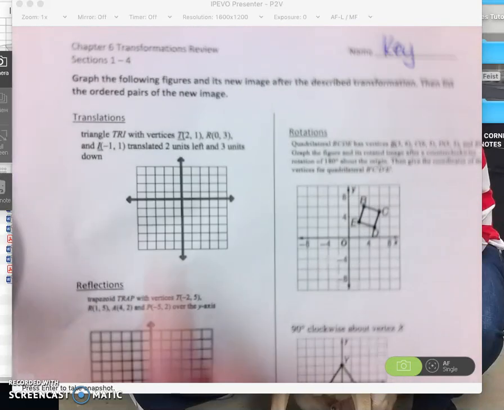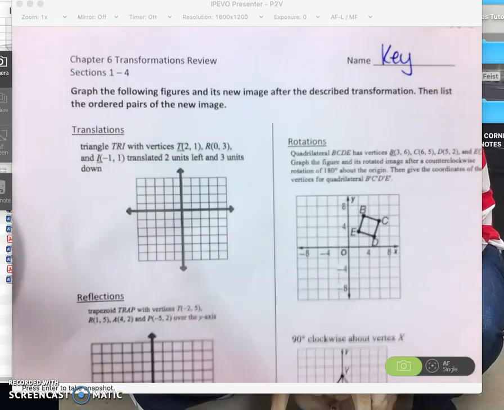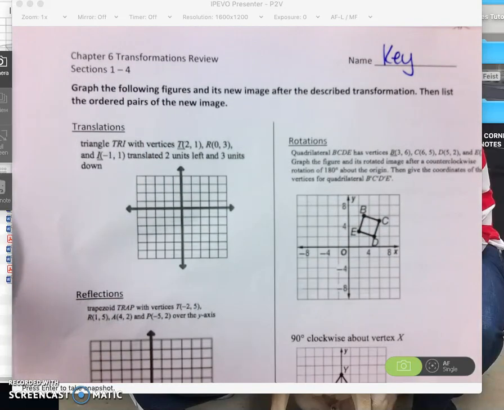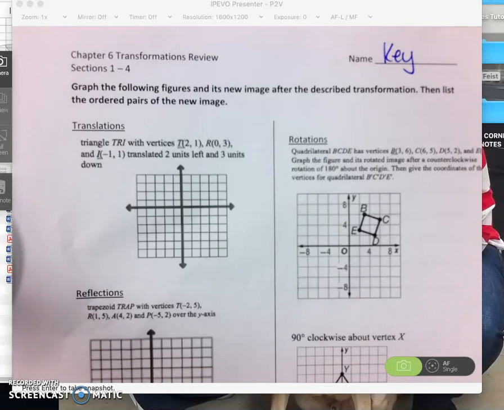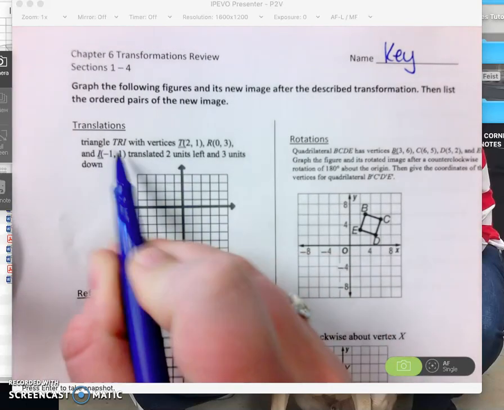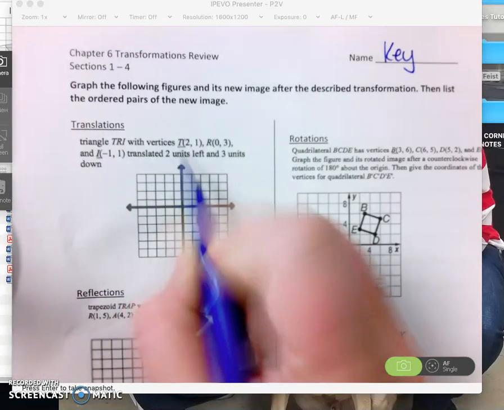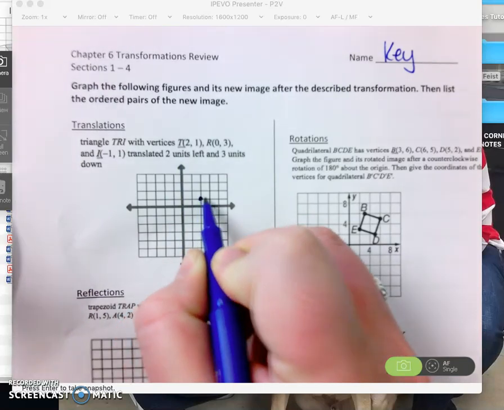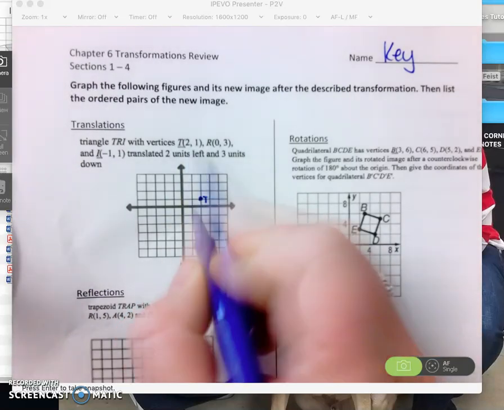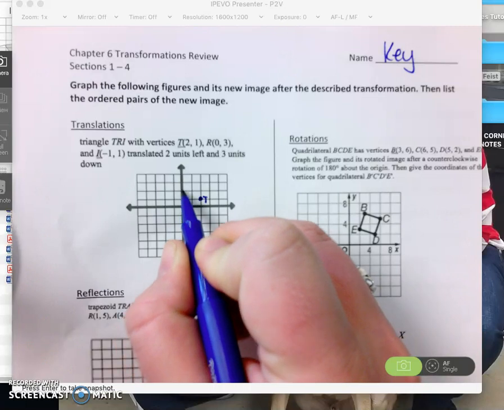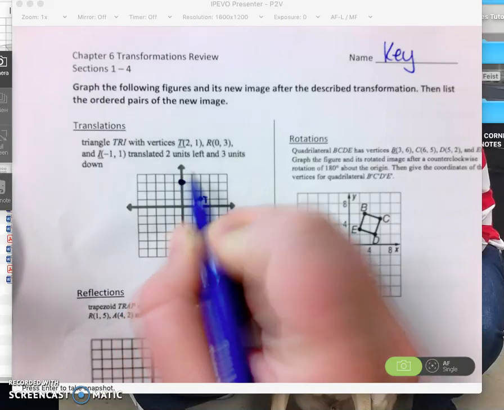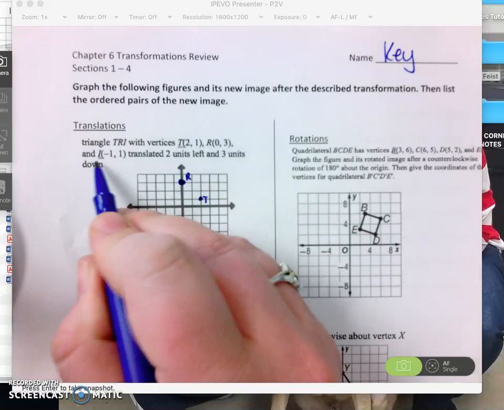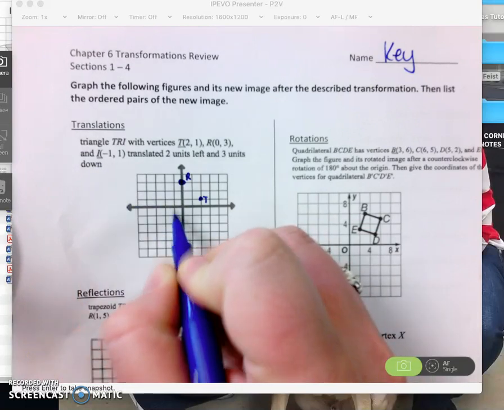Okay, so it says graph the following figure and its new image after the described transformation, and then list the ordered pairs of the new image. So we first have to graph these. T is 2 over and up 1, and I'll label that T. R is 0 over, up to 3, 2, 3. So there's R. And then I have I as -1 and 1.